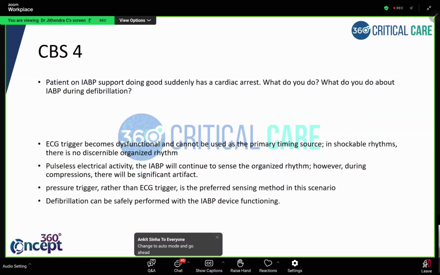So the ECG trigger becomes dysfunctional. I told you there is no waveform coming, so it will become dysfunctional. So change it to pressure trigger or put it on auto mode. So defibrillation can be safely performed with the IABP device functioning. No need to stop or change anything on the IABP. You can completely go ahead with your defibrillation as you do it routinely.